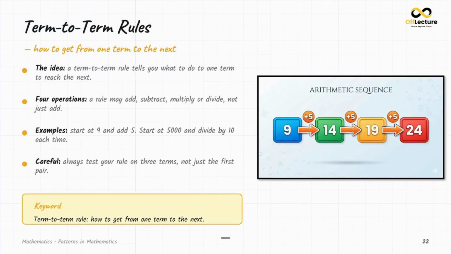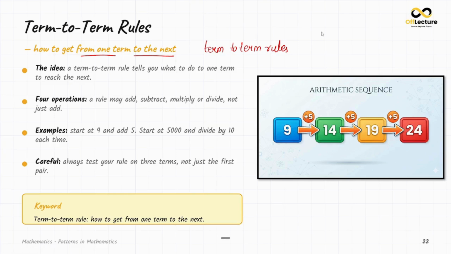Now comes another type of problem, which is term to term rules. Then we will understand position to term rules. Every rule we have written so far says the same kind of thing: how to get from one term to the next. This is called term to term rules. And it does not have to add.